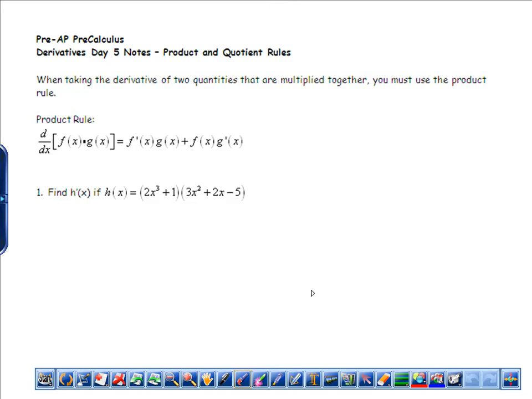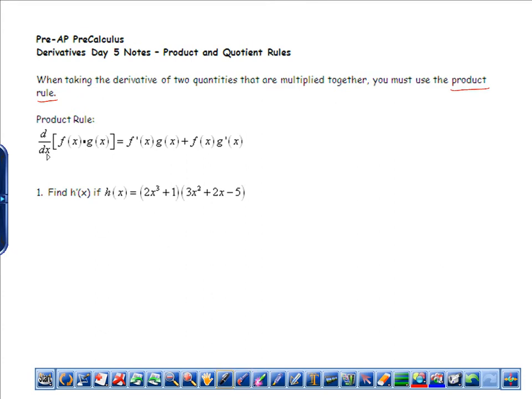Okay, so this is the video lesson for derivatives day 5. We're going to learn two more rules, product rule and quotient rule. And so it says when taking the derivative of two quantities that are multiplied together, you must use the product rule. Okay, and so this is what the product rule is.